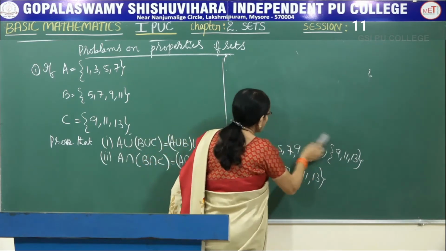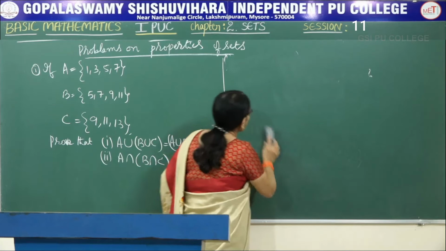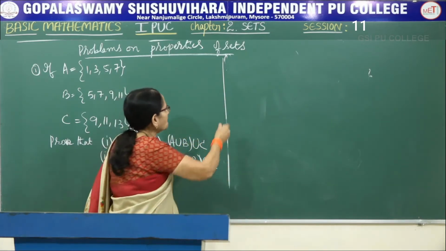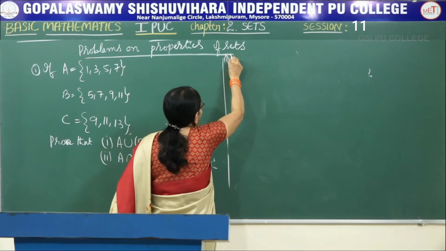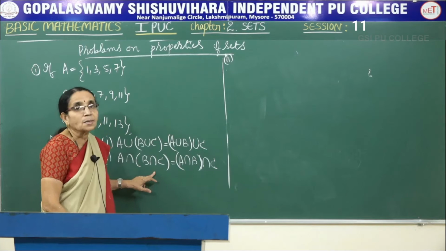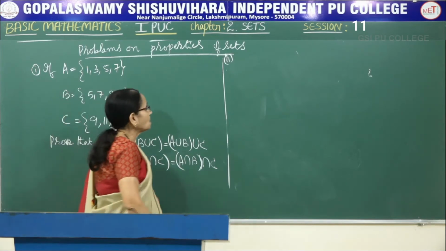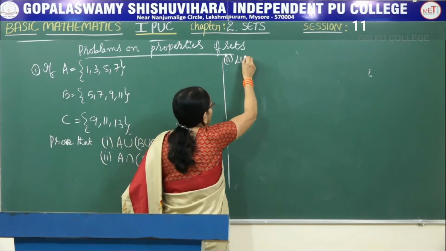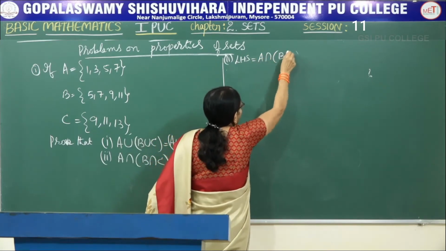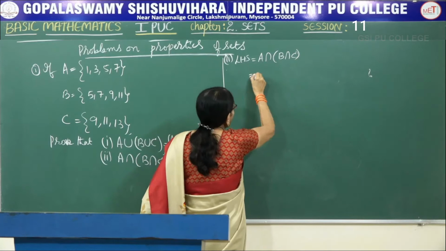So, usually such problems are given for a 3-mark question. Now, let me take the second part of that one. In this one, we are proving the associativity with respect to the intersection. So, here again start with the left hand side. What is on the left hand side? A ∩ (B ∩ C).